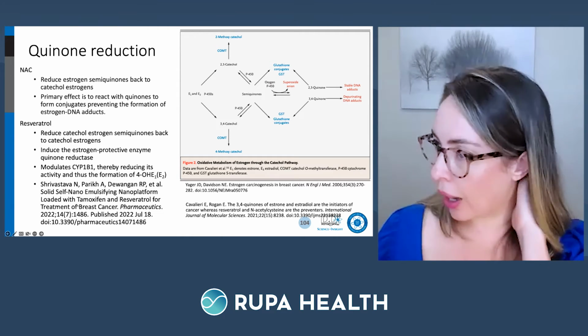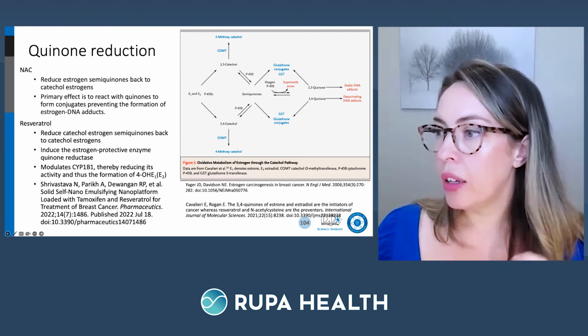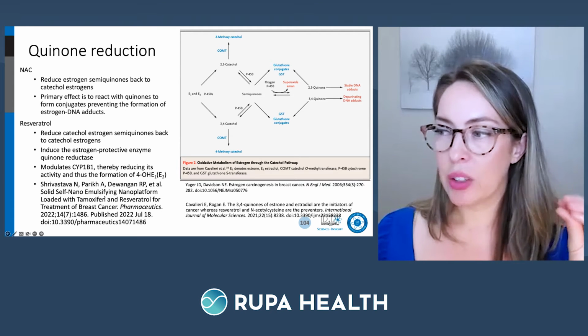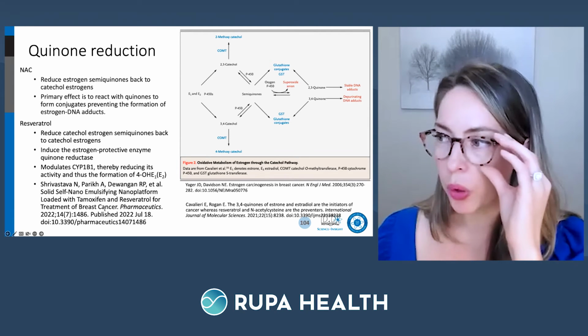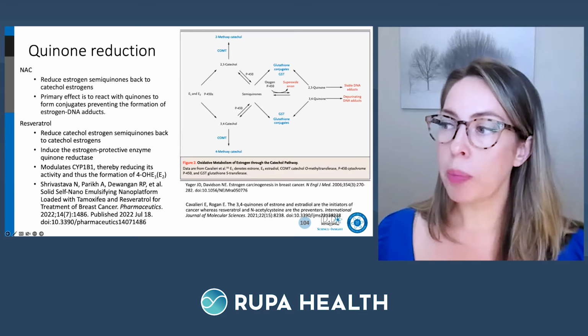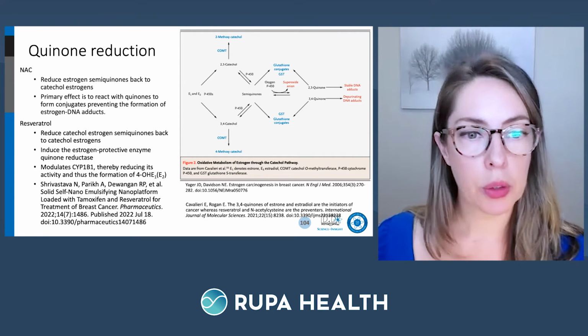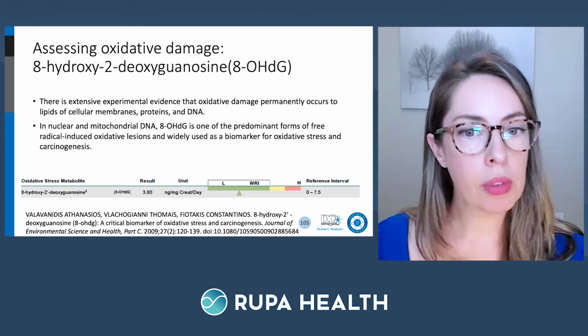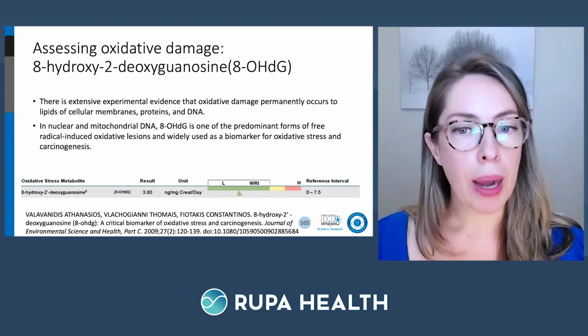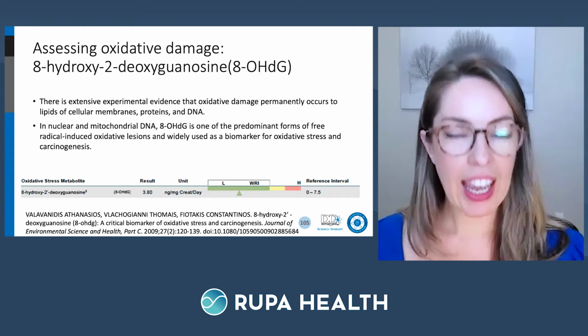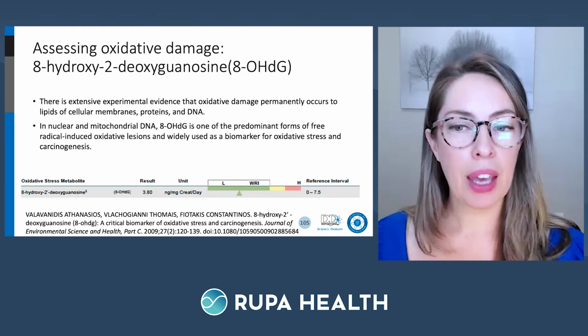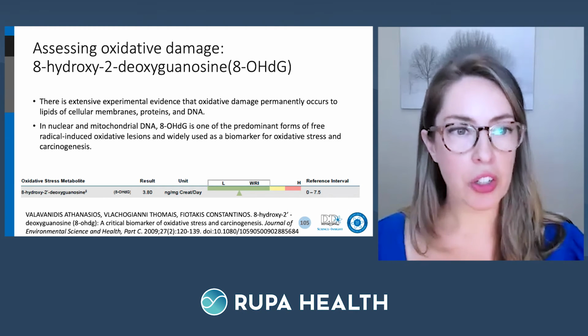They were using nanoemulsifying, this is injected into breast cancer, tamoxifen, and combining that with resveratrol. So pretty cool. That was brand new from this year. So nuclear and mitochondrial DNA is this marker here.